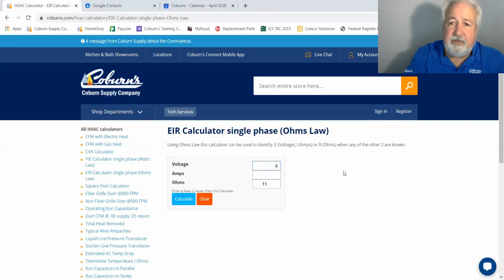You know, if it's a heat strip in residential, chances are it's going to be a 240 volt heat strip. You plug that in, you click calculate, and you'll see that at 240 volts with 11 ohms, you're going to be drawing that 21.82 amps. And if you had any experience in the field in the past, you know that a 5 kW is going to be pulling right around 21 amps. So this may be helpful in that application. Hope it helps.